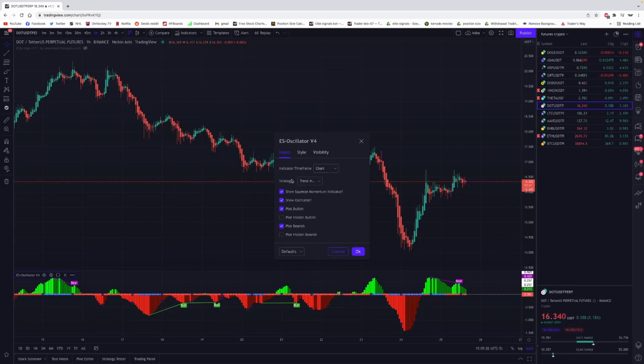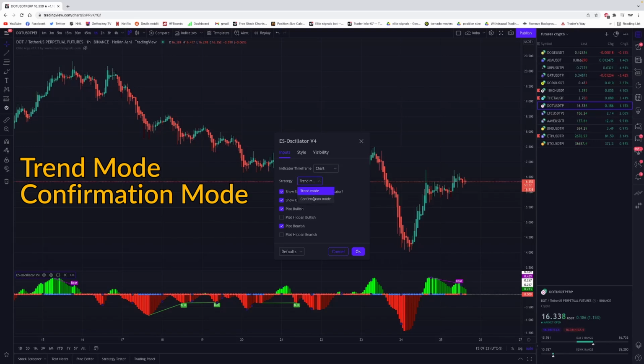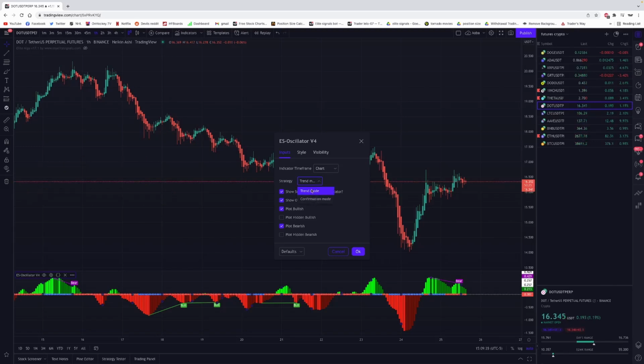Moving on from that, there are 2 different strategy modes that you can use with this indicator. There is a trend mode, and then there's a confirmation mode. I'll begin by showing you the trend mode first, and then I'll move on to confirmation mode after. For the trend mode, you have these different settings right here. You have the show squeeze momentum indicator, which we'll talk about in 3 seconds, and we have the show oscillator, and we have our divergences.